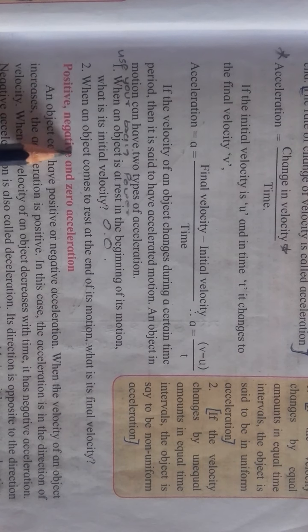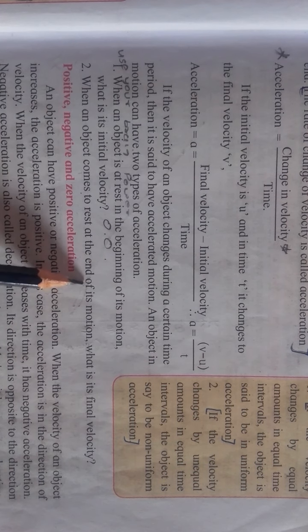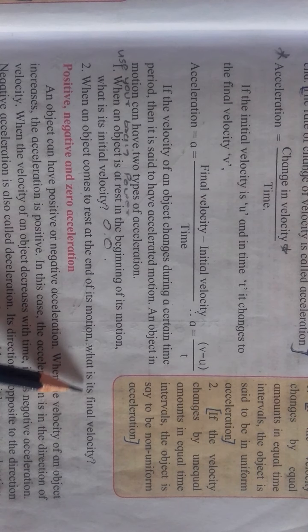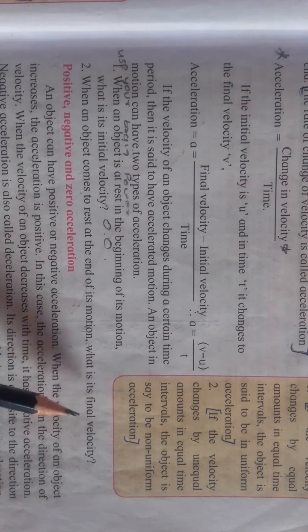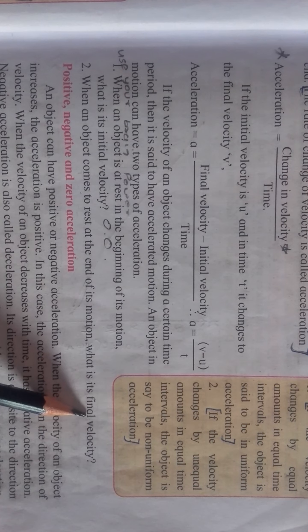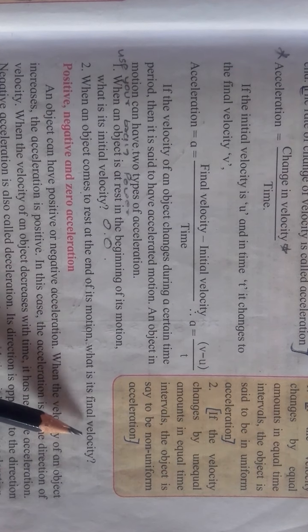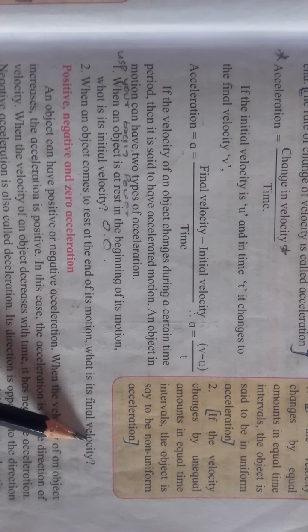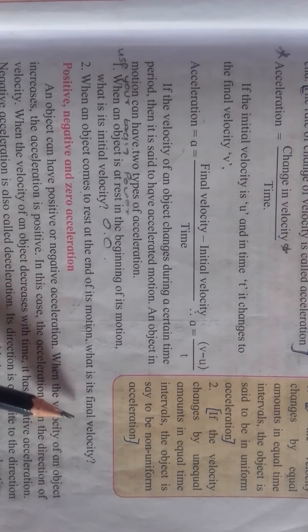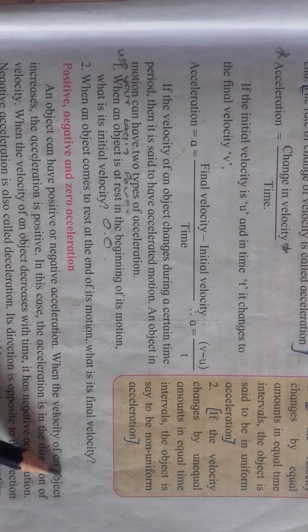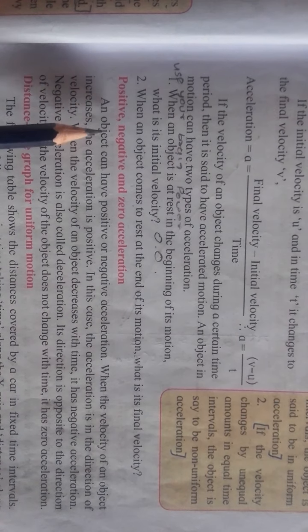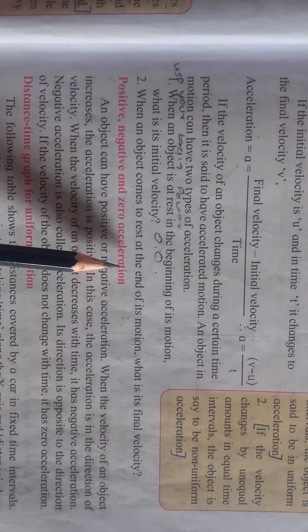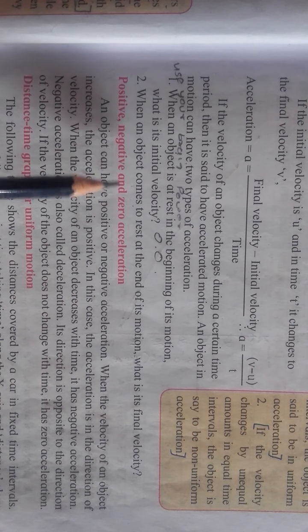Second, when an object comes to rest at the end of its motion, what is its final velocity? The same example, when the car starts to move, and after completing its travel, it stops. At that time the final velocity will also be 0. See the point: positive, negative and zero acceleration.